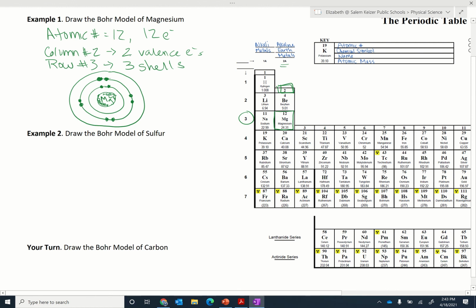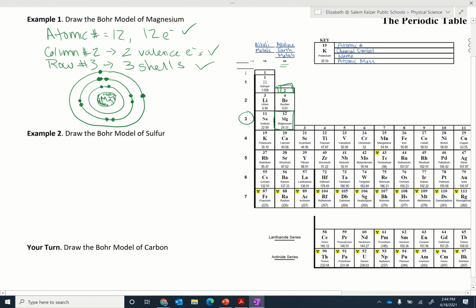And I know in that outermost shell, the third shell, I'm going to have 2 valence electrons. So I have 1 here and 1 here. And then if I count, I have 12 total electrons: 2 plus 8 is 10, 11, 12. I have 2 electrons in my outermost shell, so that's good, and I have 3 shells. So I've accomplished everything, and that would be the Bohr model for magnesium.